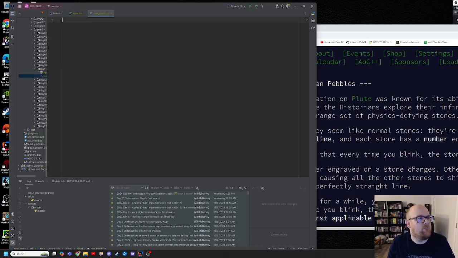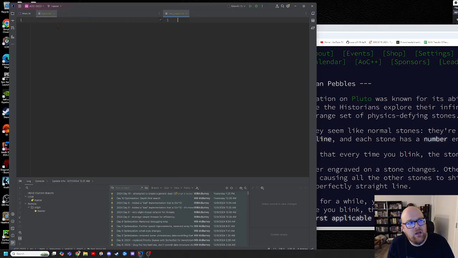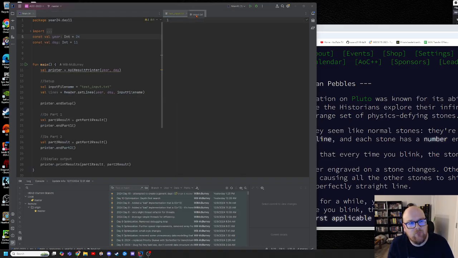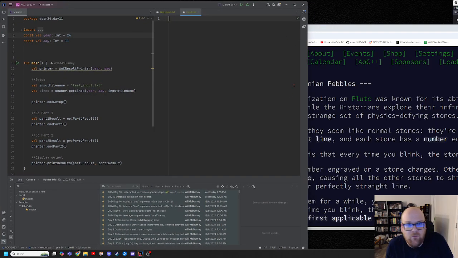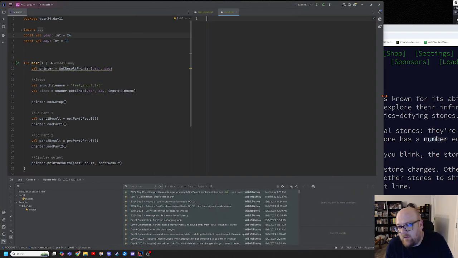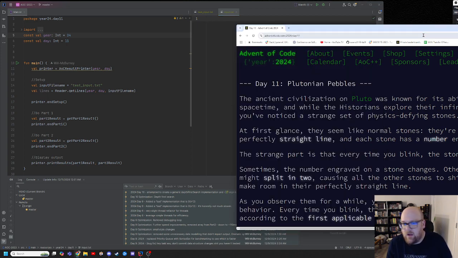All right. So I did actually uninstall IntelliJ version 24.3. I got tired of it hanging all the time. It was really getting annoying.